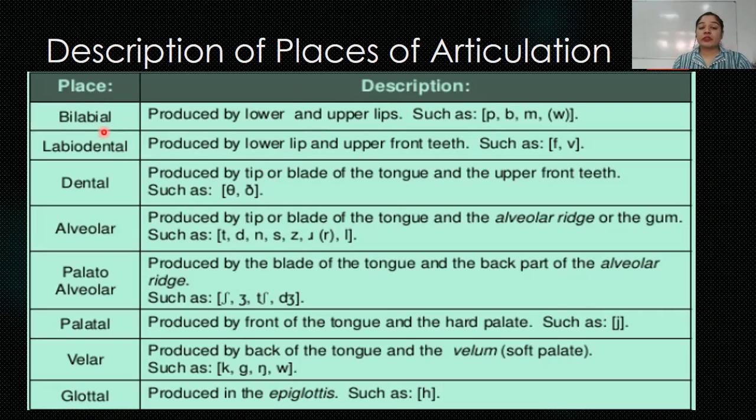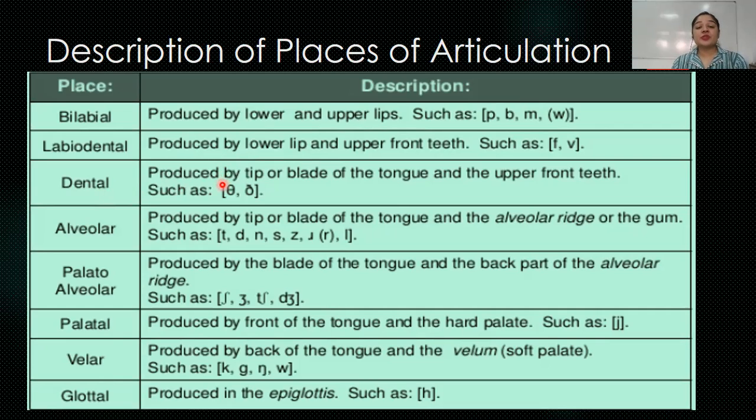Bilabial is considered here. It is produced by the lower and upper lips. When the lower and upper lips are involved, the sounds like p, b, m come out. Right? Labiodental is produced by the lower lip and upper front teeth: f, v. So say it along with me, and then only will you understand how the sounds are coming and what parts are involved in producing those particular sounds.